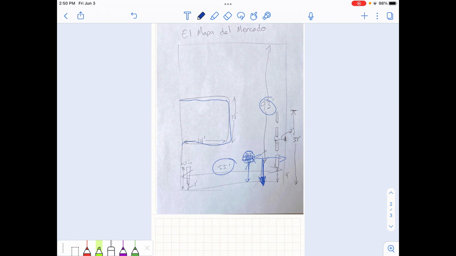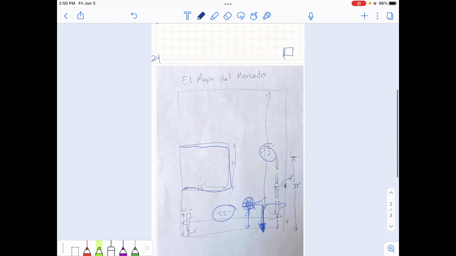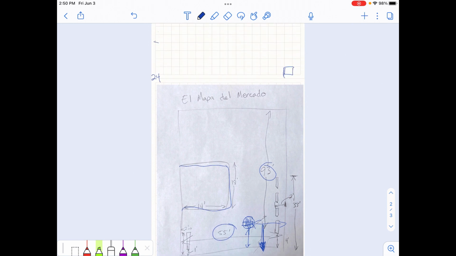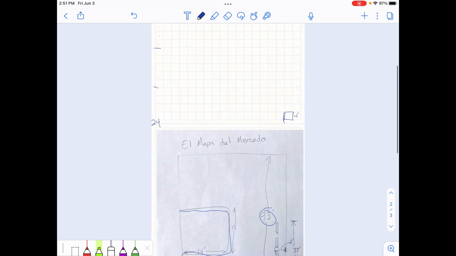But this is 93 feet. So I can't say that each side of a square is 1 foot, because that would only be 24 feet. I need 93. I need a lot more than that. Even if I double it and say each side is 2 feet, that's 48, then 3 feet, 4 feet. When I get to 4 feet, that's almost 100, because 25 times 4 is 100. So that's going to work. I need each one of these sides to be 4 feet.